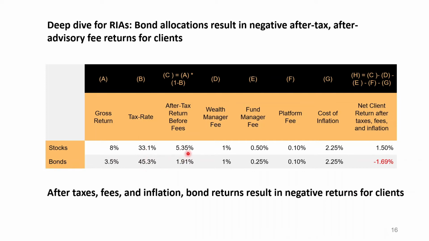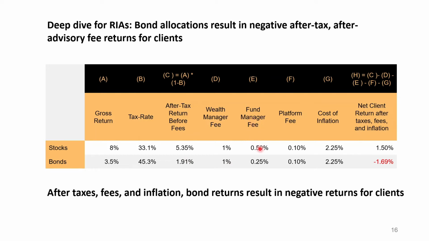So we can see the after-tax returns right before fees is 5.35, 1.91. Again, the wealth manager is charging 1% on these assets, and we can immediately see there's an issue here because stocks are doing well on an after-tax basis, so the fee is not that large relative to this. But on the bond side, on an after-tax basis, the fee is more than half of the after-tax return, right?